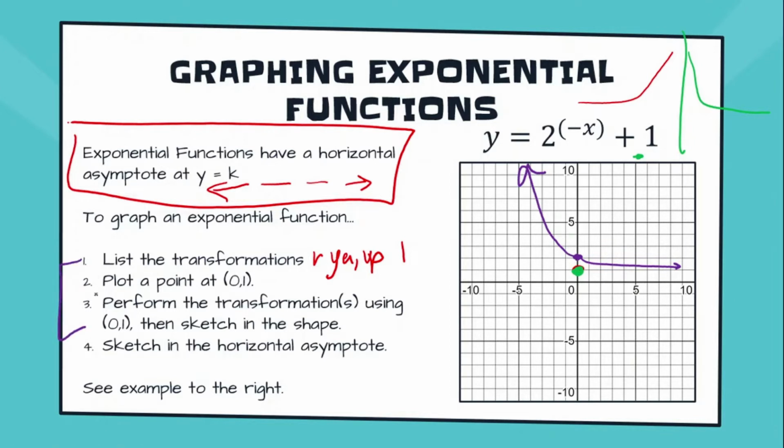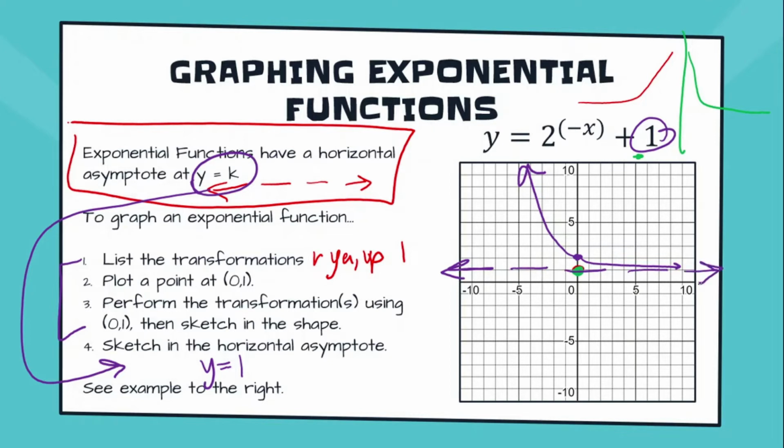Now that we've gotten through steps 1 through 3, we'll just sketch in the horizontal asymptote, and then we'll be done. The horizontal asymptote happens at y equals k. So that means this horizontal asymptote happens at y equals 1. So it'll be right here. Once again, a horizontal asymptote is a restriction, right? So it's not going to pass it, touch it, or cross it. It's just going to get really, really close to it, and that's all.